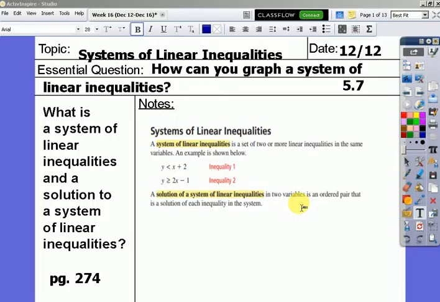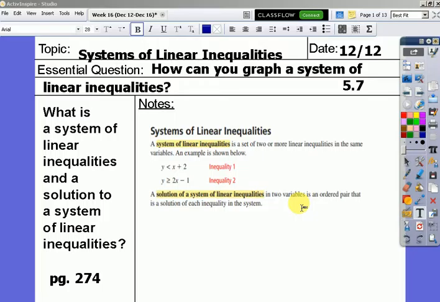Now, a solution of a system of linear inequalities in two variables is an ordered pair that is a solution of each inequality in the system. Just like last time, we're going to check whether or not ordered pairs are solutions to our systems. And what makes this different from what we studied last section? Well, not much. You'll just be graphing more than one line, remembering solid or dotted, and then we'll still be shading, and our solution to that system will be the intersection of the shaded regions. Do you have any questions?